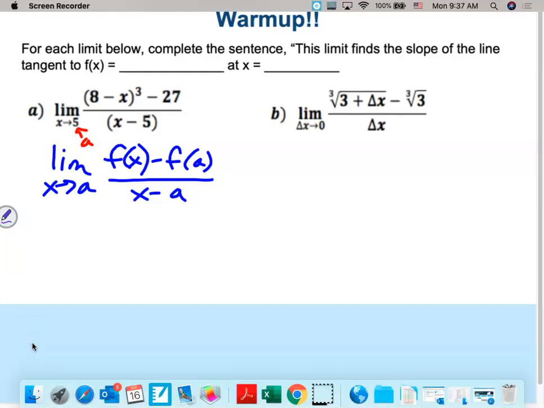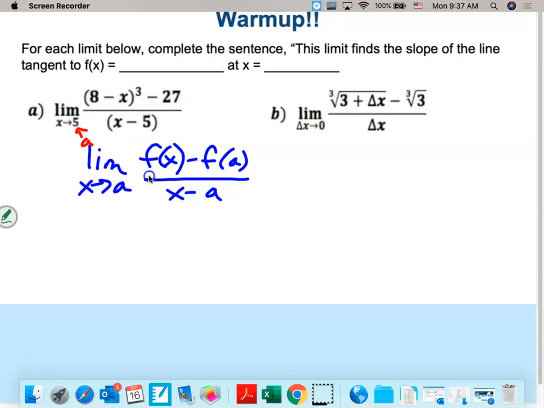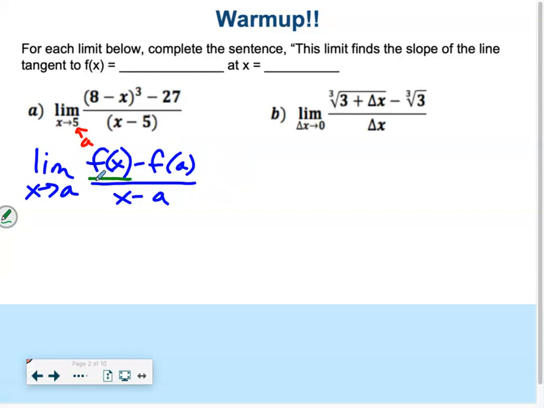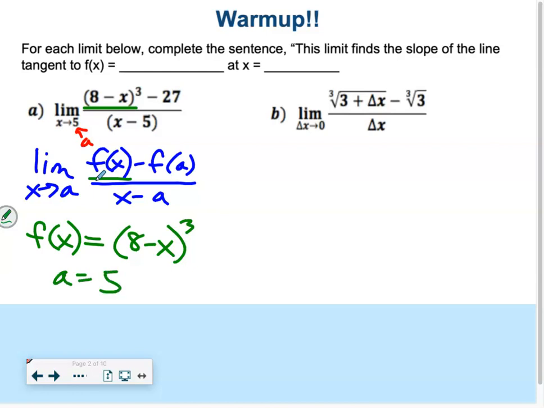All right, so when you look at this form, you kind of line up and you say, all right, so f of x, that's my f of x. So my f of x for this function would be 8 minus x cubed. All right. Now, my a, I've already said, was 5. Let's check and see if this makes sense, right? So that would be my f of x.